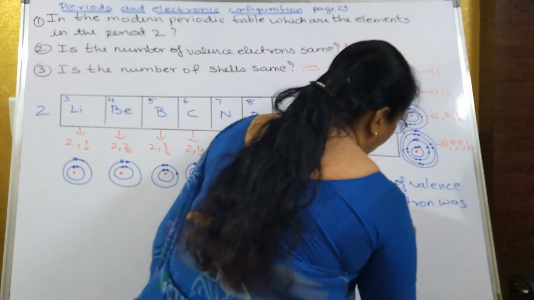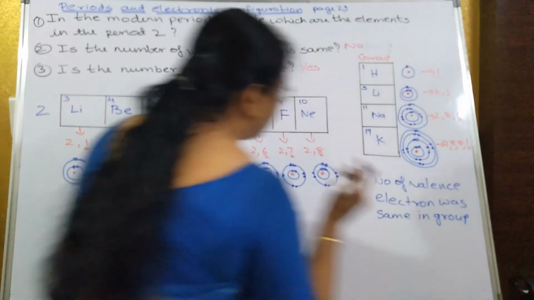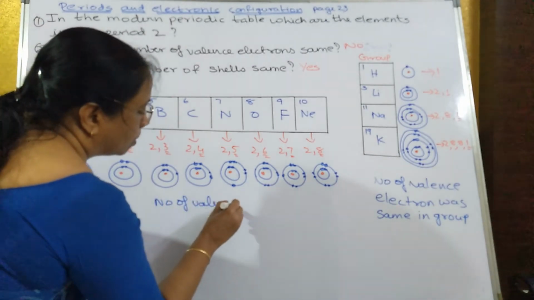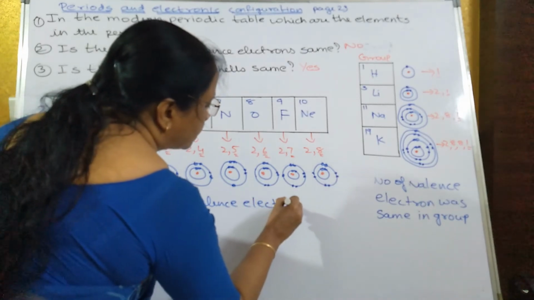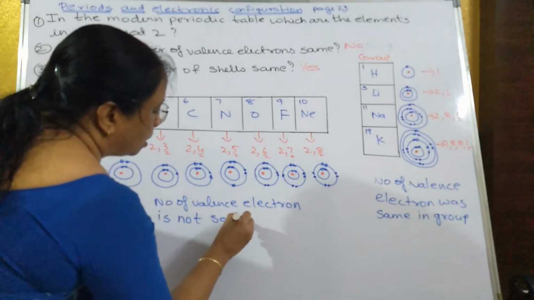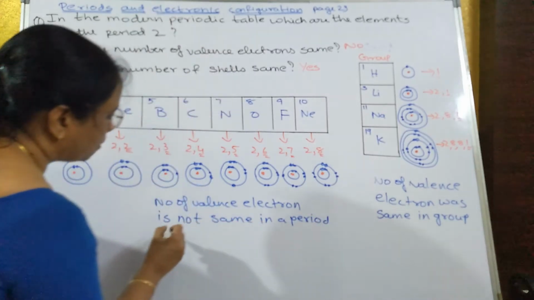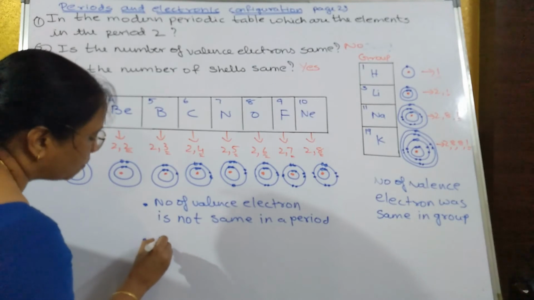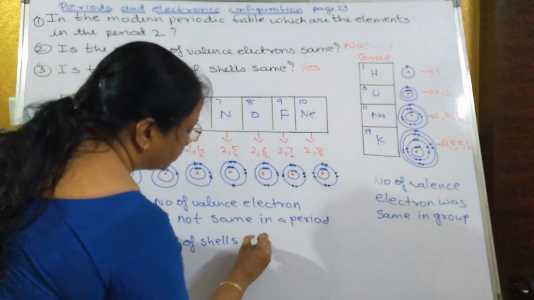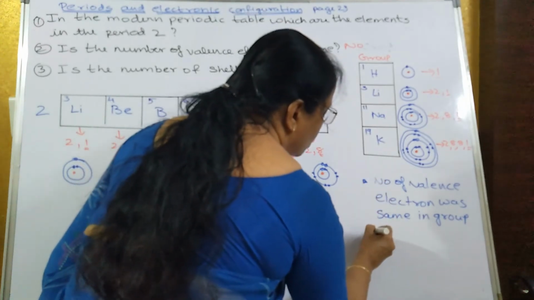Was same in group, and over here number of valence electron is not same in a period. Here the number of shells is same. But here the number of shell goes on increasing.